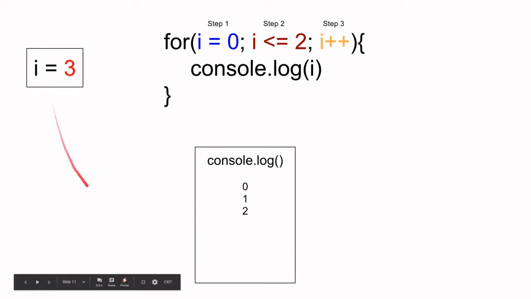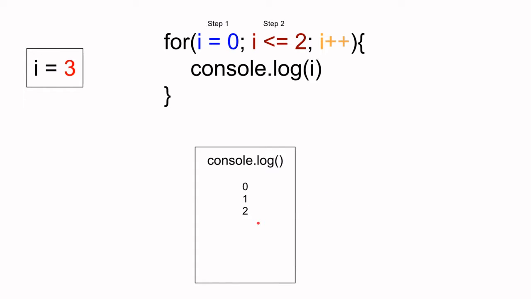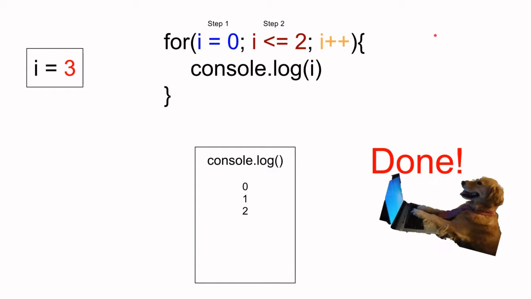I is now 3. We're going to move to step 2. Is I less than or equal to 2? It is not. It is greater than 2 because we're at 3. So we are going to exit out of the loop and be done with it.